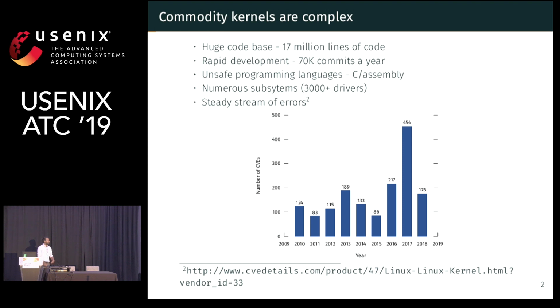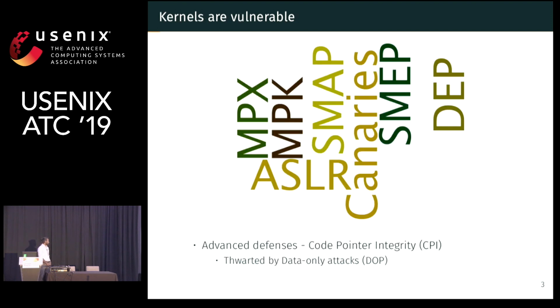And to be honest, these numbers are not real because there are numerous bug fixes that go into the kernel without having CVE numbers assigned. The situation is unlikely to change, and the numbers are not going to get down.